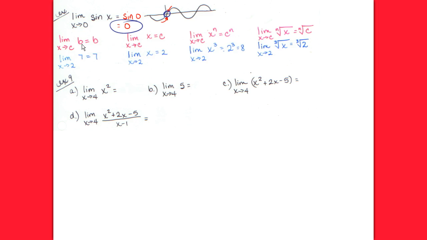Here's an example. If I had the limit as x approaches 2 for 7, the limit of any constant will be that constant. It does not matter what this number is down here. Why? Because think about what that graph would look like. If you graph y equals 7, that's a horizontal line at 7. So if you're over here approaching 2 from the left and from the right, it's going to be at 7. If you're over at 523, approaching from the left and from the right, you're still going to get 7.